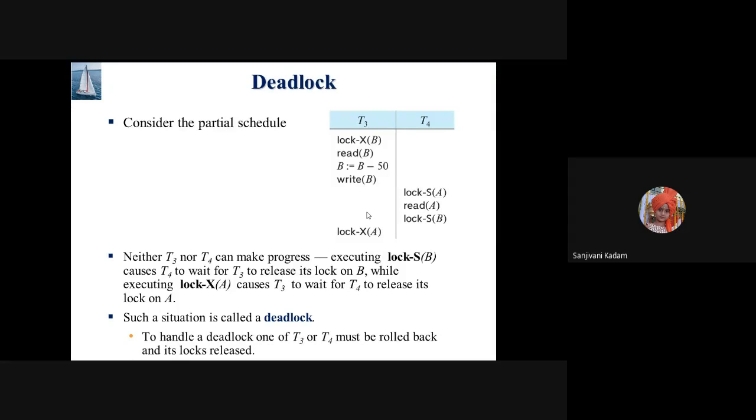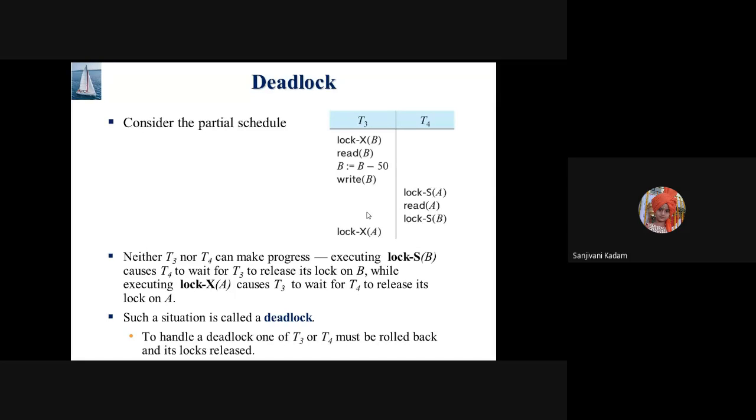So let us see what is meant by a deadlock in definitions. Neither T3 nor T4 can make progress. Both cannot execute the next statement unless the request is granted. They cannot proceed with the transactions. Executing lock S on B causes T4 to wait for T3 to release its lock on B, while executing lock X on A causes T3 to wait for T4 to release its lock on A. Such a situation is called a deadlock.